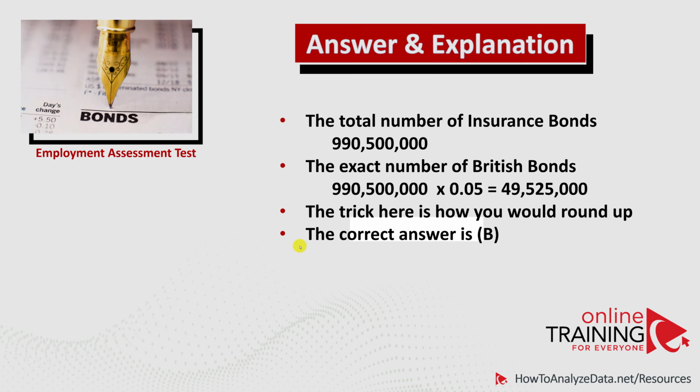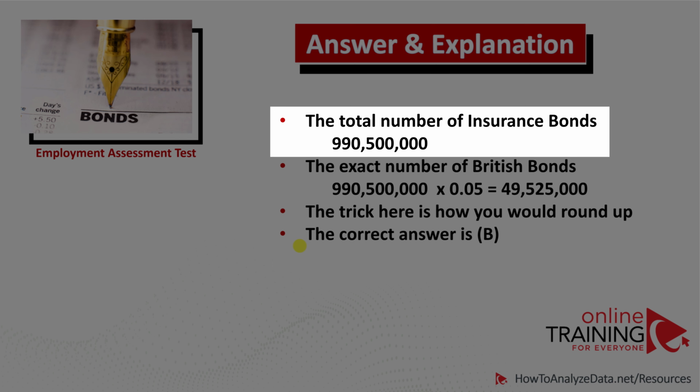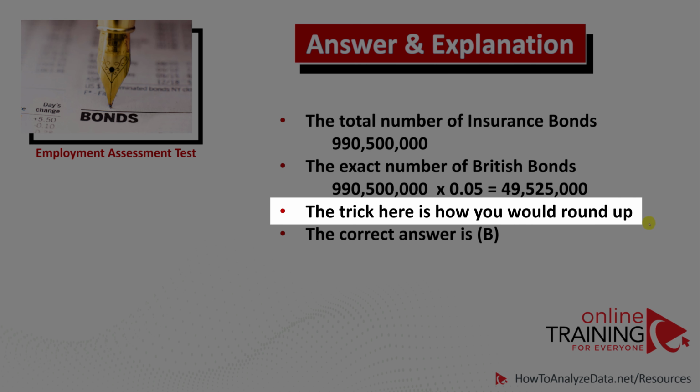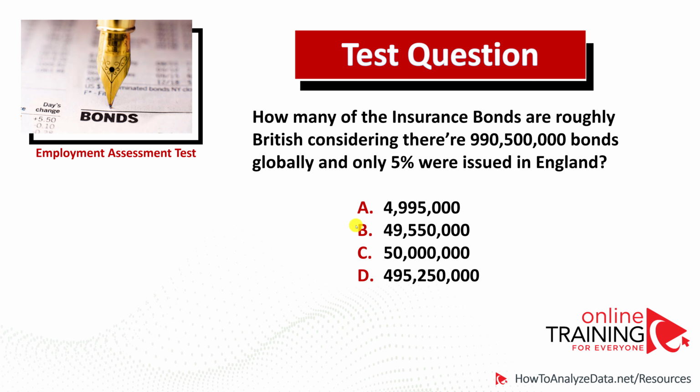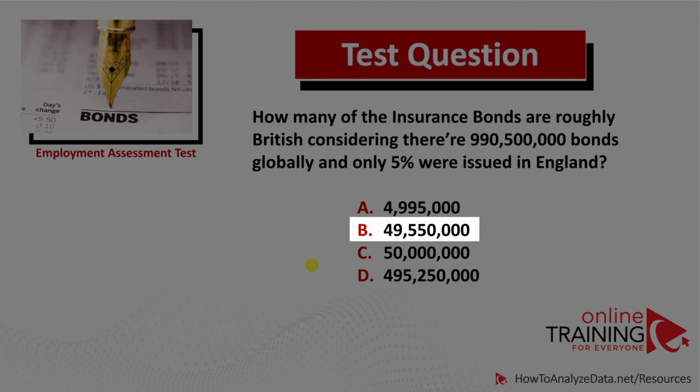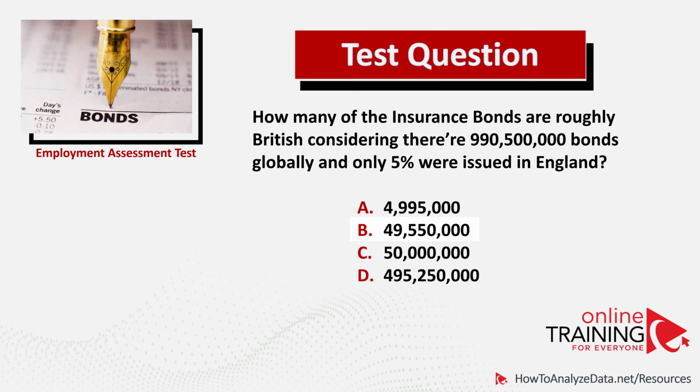990,500,000. Let's recap. The total number of insurance bonds is 990,500,000. If we do the math on the calculator, we can calculate that the exact number of British bonds is 49,525,000. The trick here is how you would round the number if you do have the calculator. And the second trick is which numbers would you pick if you do this as mental math without the calculator. Regardless, the correct choice is B, 49,550,000. Hopefully you've nailed this question.